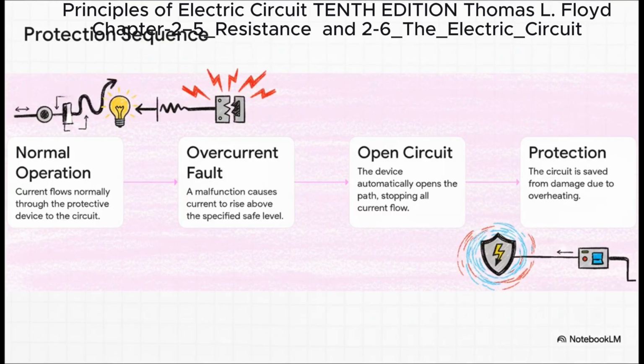Let's say a component fails or you get a short somewhere. That current is going to spike. That protective device is designed to react in milliseconds. Bam! It opens the circuit and stops everything. And that's what prevents the wires from getting red hot and potentially starting a fire. It's a critical safety feature.